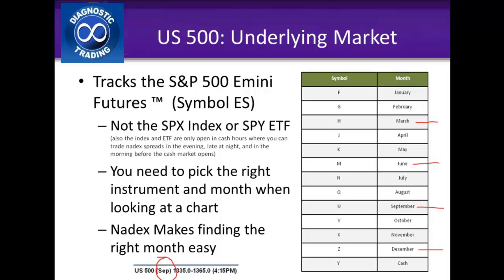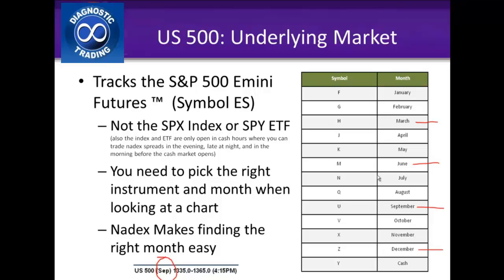And when you're looking at futures, they have a month that goes with them. And so you need to pick the right instrument, such as ES, when you're looking at the US 500, and the right month for the futures contract. And Nadex makes it really easy to find the right month. Right in the platform, on the tickets, everywhere, you're going to see the month listed right here. So it's going to say like US 500 September 1335 to 1365, and it'll say expires at 4:15 p.m. Eastern time. Okay, so all the quotes on Nadex are Eastern time.